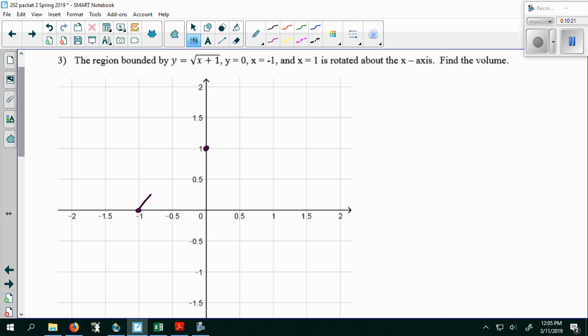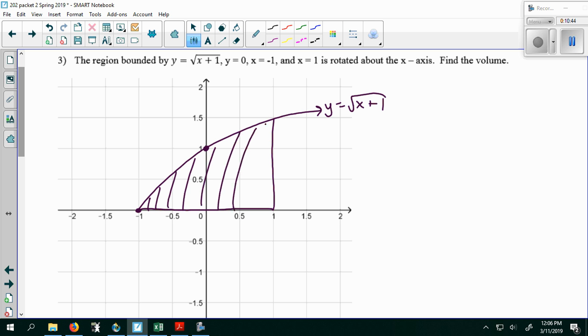I'm just going to estimate from my picture here. There's y equals square root of x plus 1. And then y equals 0, that's the x-axis. And x equals -1 and x equals 1. So this is my region here, shaded in purple. And I'm going to rotate that region about the x-axis.